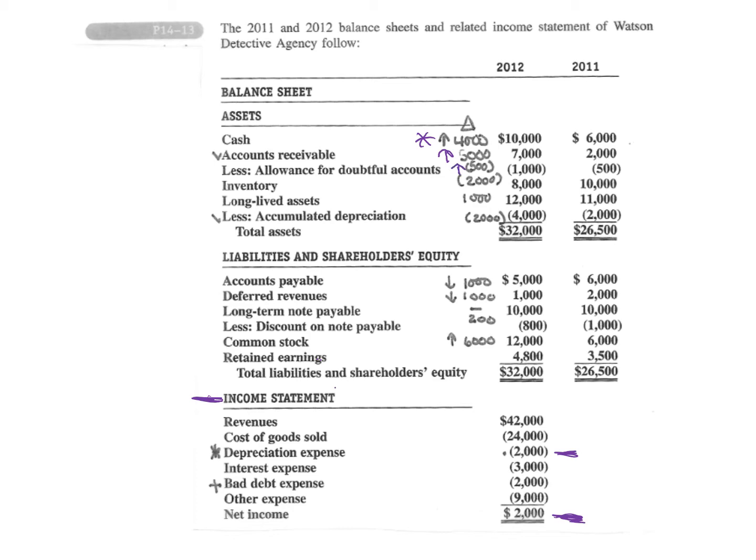Inventory went down $2,000, and then that's it for our current assets. Our current liabilities, there's just two. Accounts payable decreased $1,000, and deferred revenues decreased $1,000. We then would go and analyze our long-term assets, our non-current liabilities, our common stock, and retained earnings. So let's take a look at that. But we have enough here to do cash flow from operations.